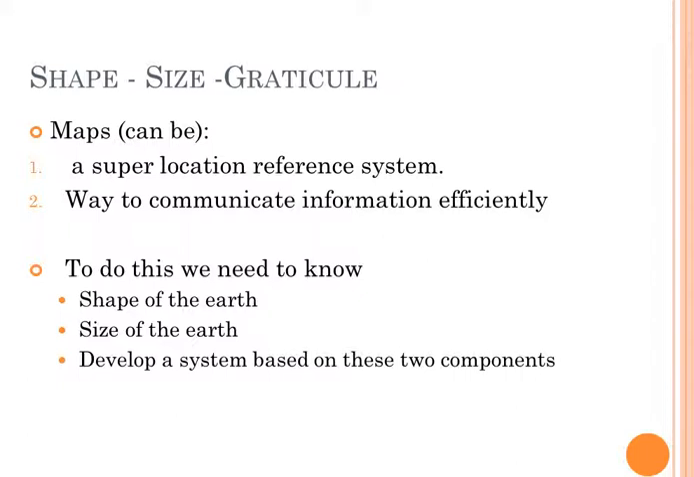The reason that we use maps is they're great for communicating information, and they also will often include a really nice reference system so that I can tell you where I am. So again, this idea of absolute location. On a map, I may have a reference grid so that I can tell you to go to this particular location on the map, and you can find it and know what I'm talking about. In order to create a good reference grid, you have to know a couple things. One is the shape of the Earth, and the other is the size of the Earth. Being able to determine those two pieces of information was critical in order to develop the whole reference system for the Earth.